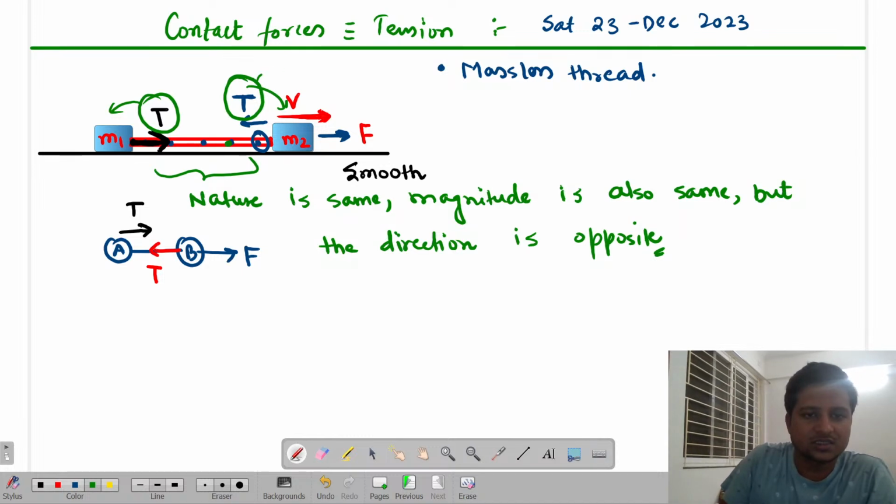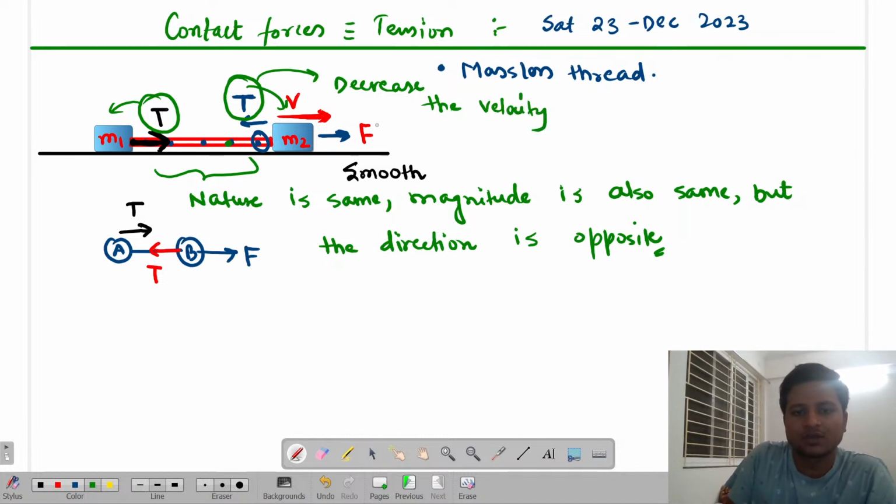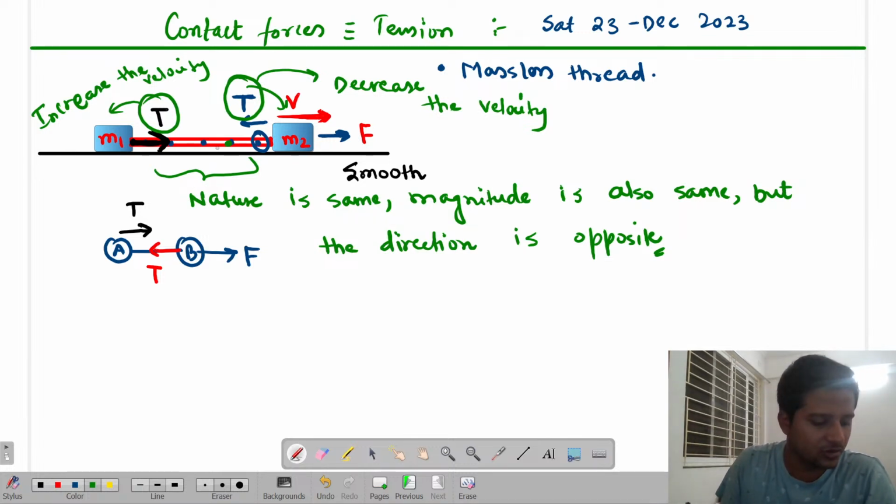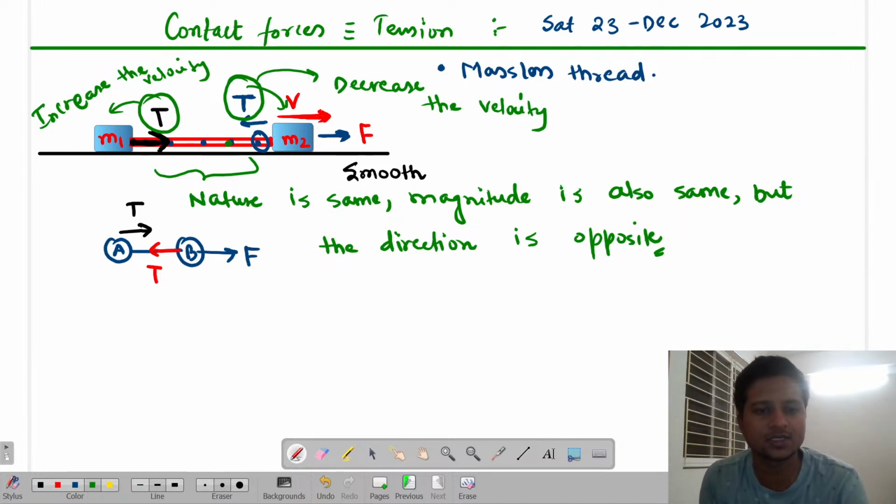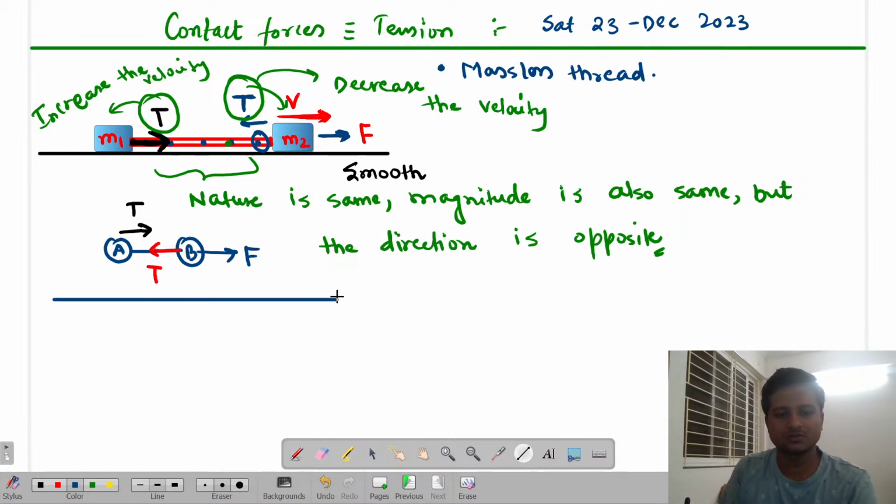So that is why this tension is trying to decrease the velocity, while this tension is trying to increase the velocity. Are you able to get me? But as they are getting cancelled out, both of them will move with a common acceleration, or not. Is this clear or not? So what will happen ultimately, as both of these tensions are getting cancelled out, both blocks start to move towards the right with a common acceleration, and I call this a common. Are you able to get me? Is this clear or not?